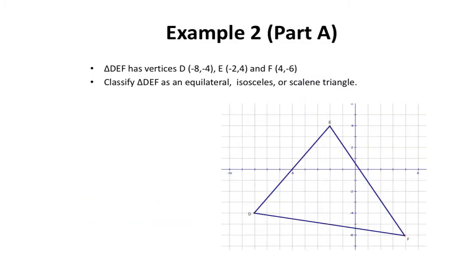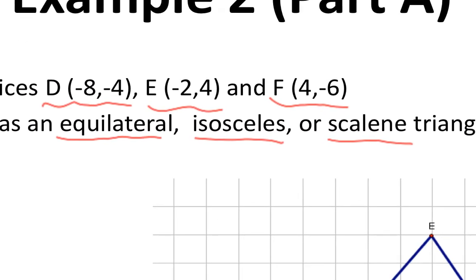In our second example, we've been given the triangle DEF. We've also been given the coordinates of all 3 vertices, as you can see here. We want to classify triangle DEF either as equilateral, isosceles, or scalene. Before we start this question, let's review what these 3 terms mean.